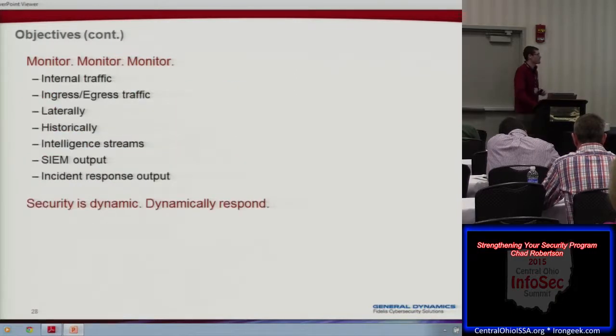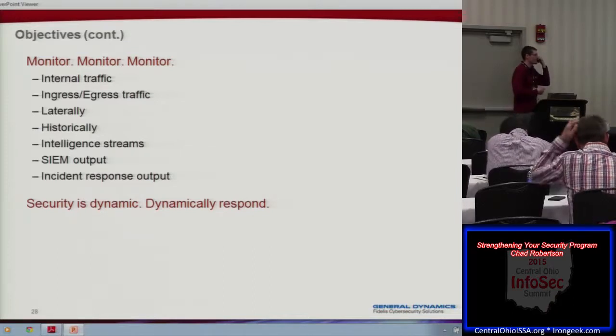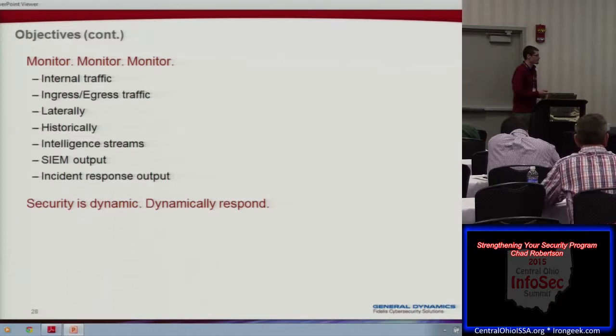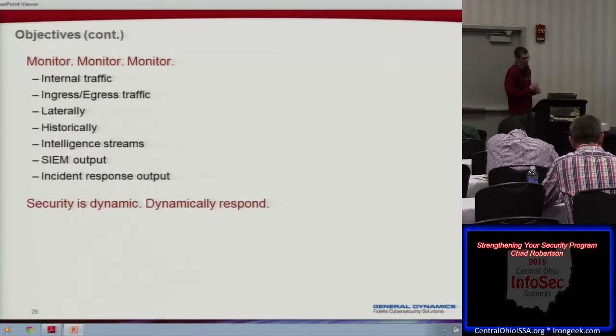And then monitor: internal traffic, ingress traffic, laterally, historically, intelligence streams, SIEM output, and incident response output. Capture as much data as possible. Capture internal data, capture data at the egress and ingress points, and then maintain the analytical perspective, the historic perspective. If not today, then figure out how we can incorporate that later. Constantly monitor intelligence streams and funnel that back into capability.